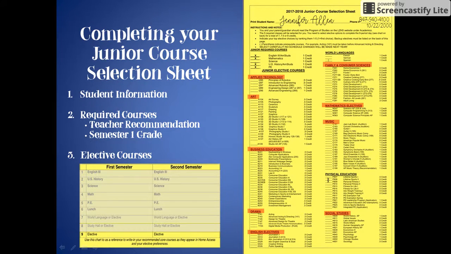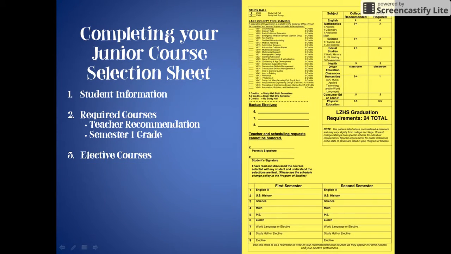Back on the front, you'll want to select the remainder of your electives. So this student chose Intro to Engineering, Consumer Education, and Child Development, ranked in the order of interest. On the back, you'll notice we have a spot for backup electives. This is helpful for your counselor if we can't fit in your initial selections.